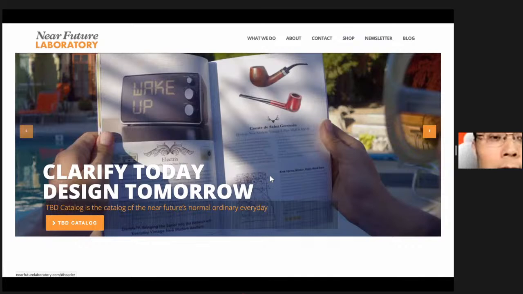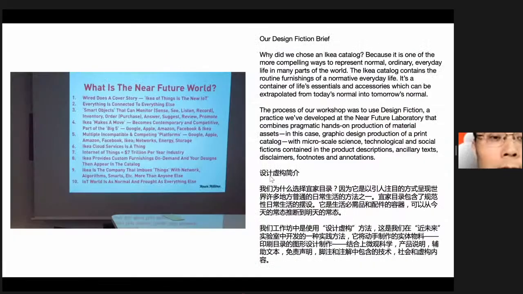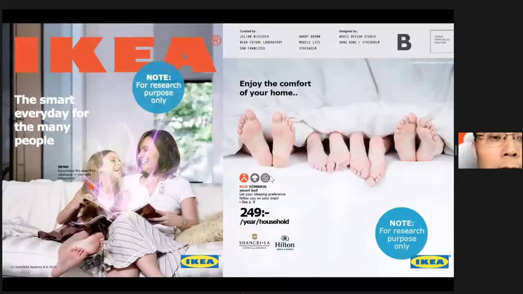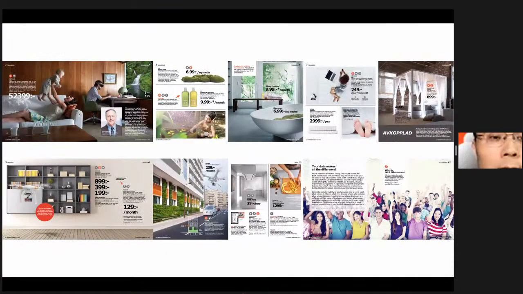This is a future laboratory. This is a workshop of the catalog. They use design fiction to constitute the catalog of future products. The products do not exist now, but we have the internet technology to support the development and realization of those products. In this way, we can use a very vivid fiction to display the non-existent future, and we can express our ideas and communicate with others.